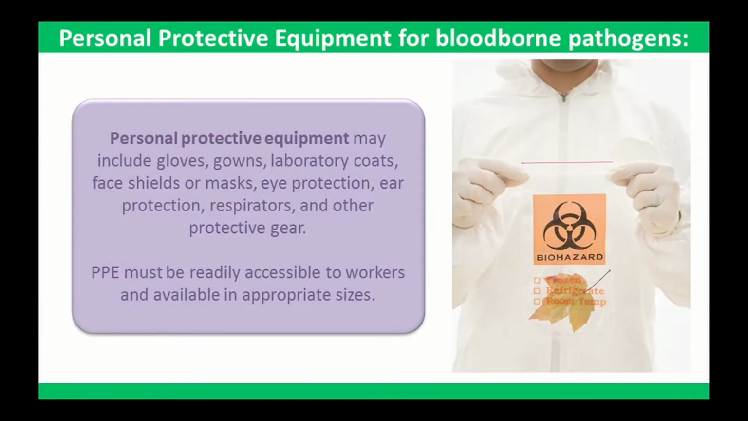Personal protective equipment may include gloves, gowns, laboratory coats, face shields or masks, eye protection, ear protection, respirators, and other protective gear. The PPE selected must be appropriate for the task. This means the level and type of protection must fit the expected exposure. For example, gloves may be the only PPE needed for a laboratory technician who is drawing blood. However, a pathologist conducting an autopsy would need much more protective clothing because of the different types of exposure, such as splashes and the increased amount of blood that is encountered.